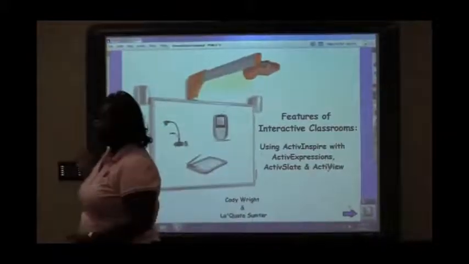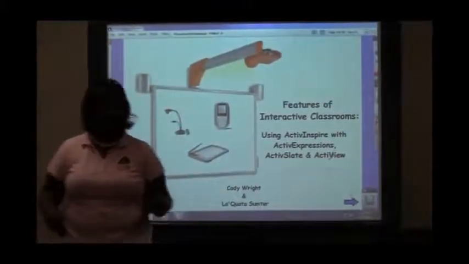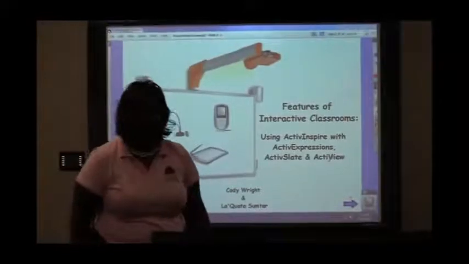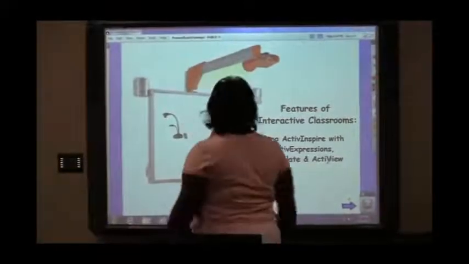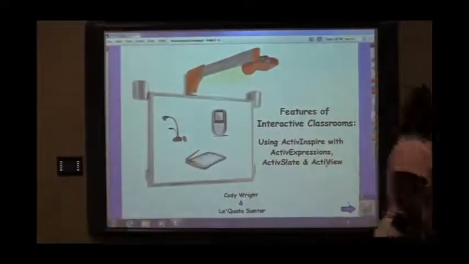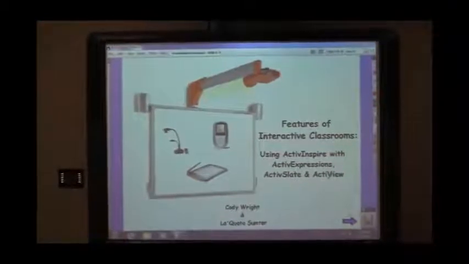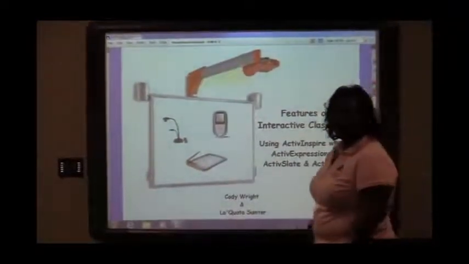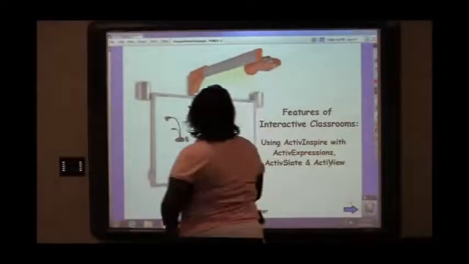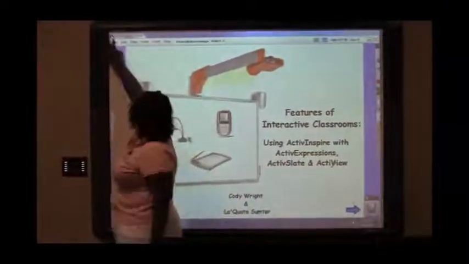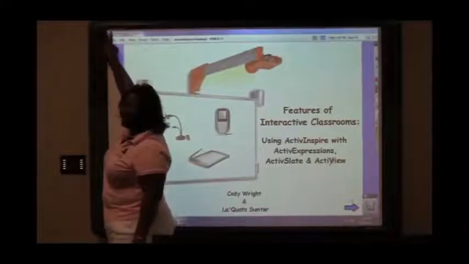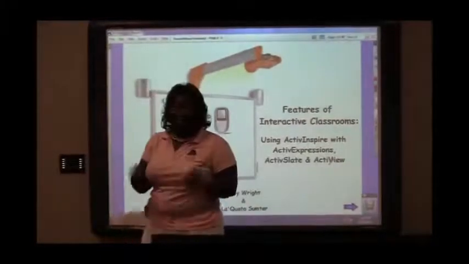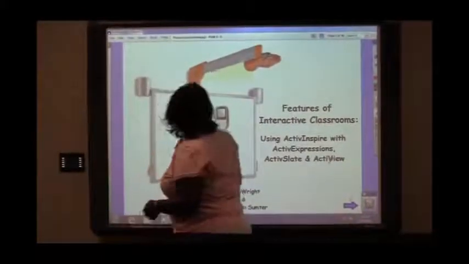Before we get started on the new stuff, let's have a review of the old stuff. For your Active board, if your board is not calibrated correctly, how would you calibrate it? You go up there with that little thing and make it turn blue. That's right, you use a calibration tool. It looks like a little ActivInspire button. You would use that to calibrate it.